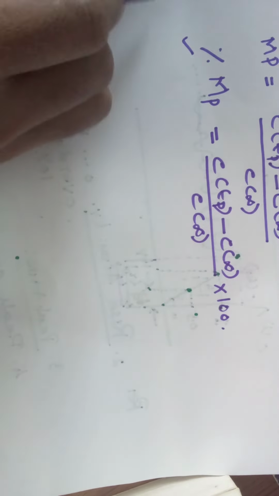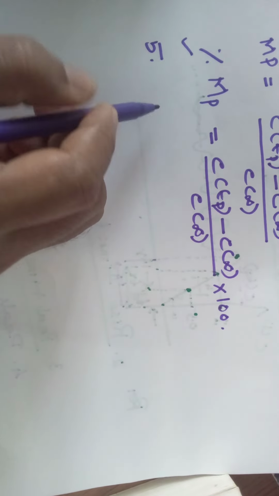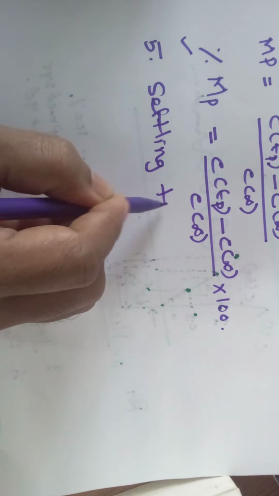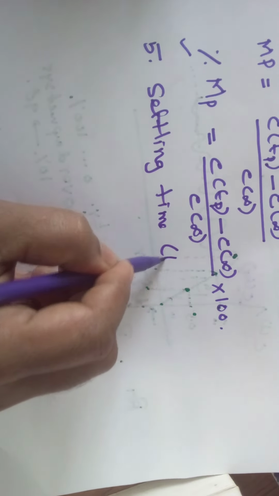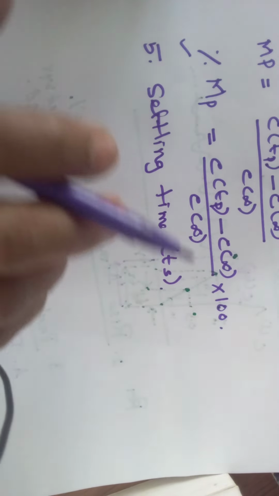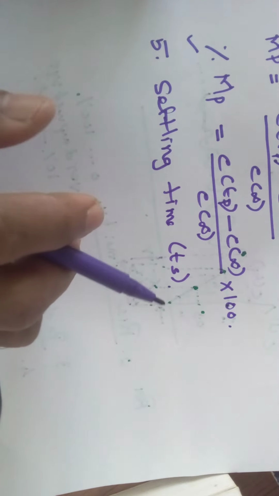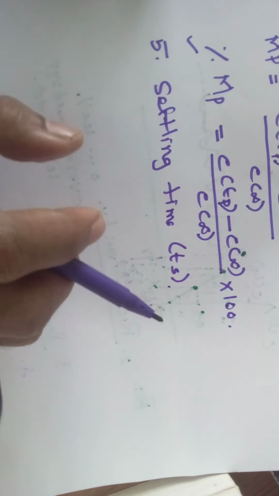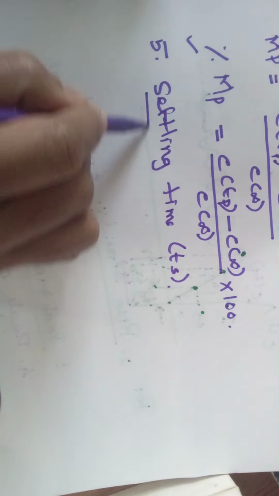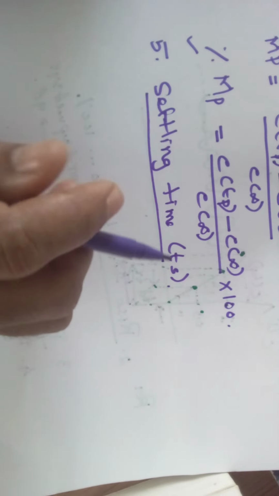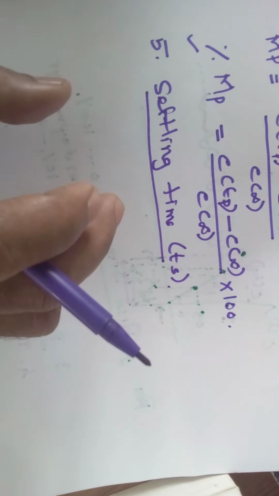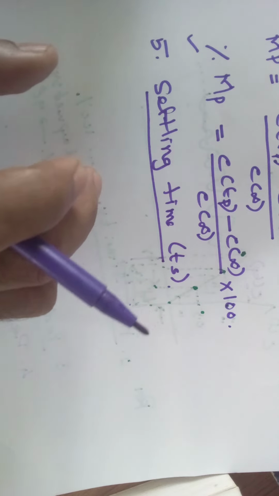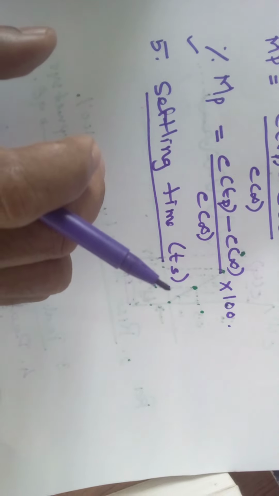And the final time domain specification is your settling time. So what do you mean by settling time, TS? It is defined as the time taken by the response to reach and stay within a specified error range. So you are specifying some error range. The settling time is the time taken by the response to reach and stay within a specified error range.